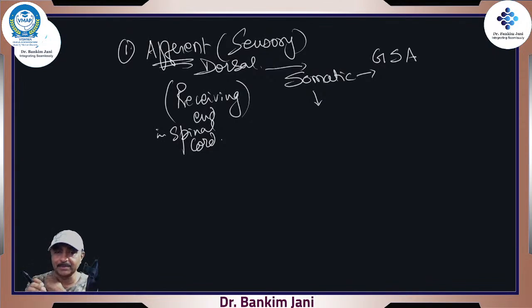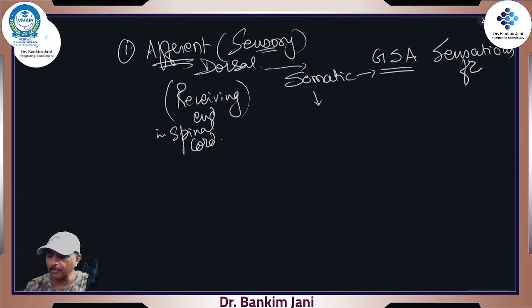In the dorsal root, there will be few fibers which will be for the body, and few fibers which will be for the viscera, organs, right? So here it is. So somatic, body. So general somatic afferent. Afferent is always sensory. That means this is from the general body, so this is sensations from the body, from the whole body, right? But then this is general.